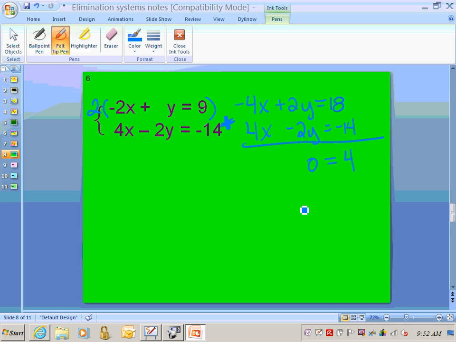True or false? False. So what's the answer? No solution. There is no number you can put in for x or y that will work. It will always come out no solution. So what does this graph look like? Okay, write it down. Parallel lines.